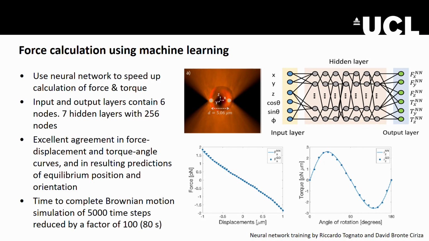Ricardo was at a conference during his PhD, and he met another PhD student, David. He happened to be a student of a long-time friend and collaborator of mine. And David had been working on neural networks. Everyone wants to do machine learning these days. And so Ricardo and David got together and said, well, can we apply neural networks methods to these force calculations?